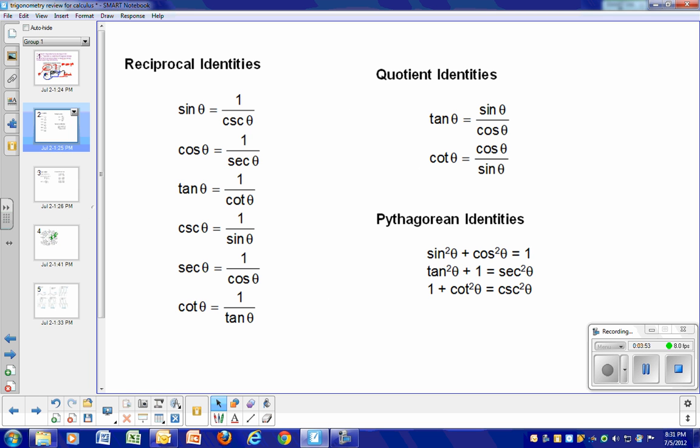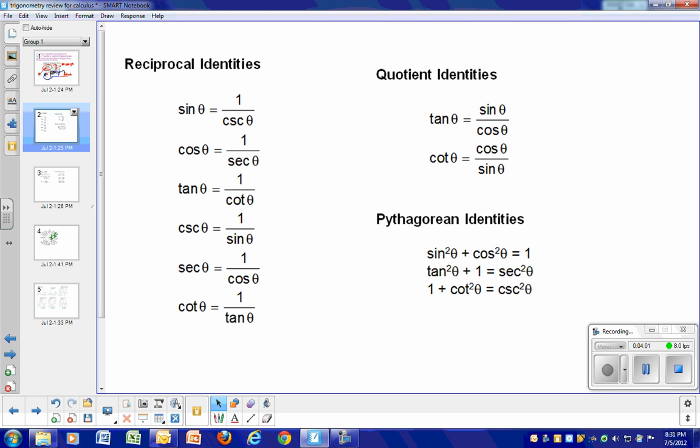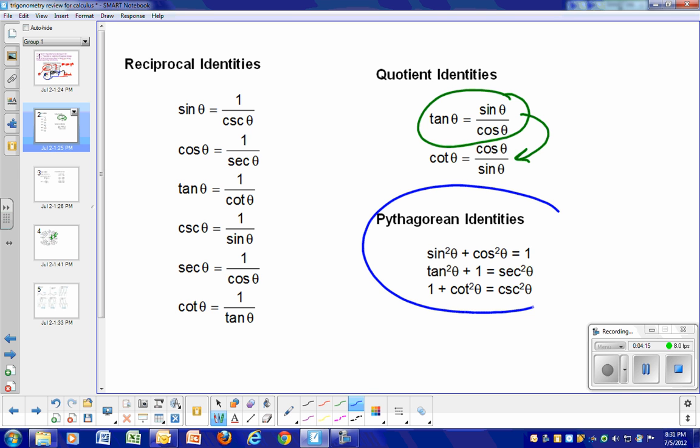These are some of the identities. The reciprocal identities I mentioned early on when we were looking at the SOHCAHTOA definitions back here. These are the functions that are reciprocals of each other. You certainly should know that tangent is sine over cosine, and it follows from that that its reciprocal would be cosine over sine. These certainly come up in a trig class, the Pythagorean identities.